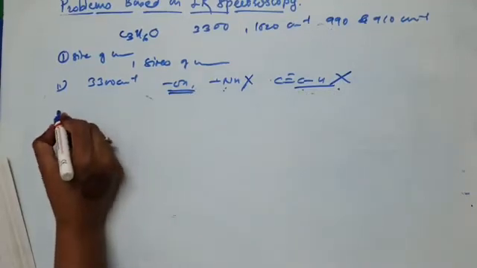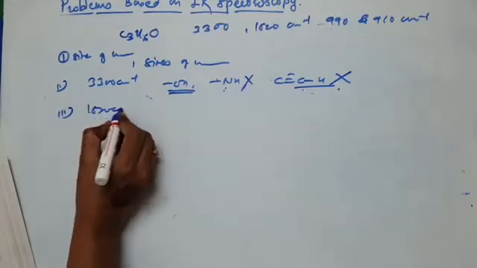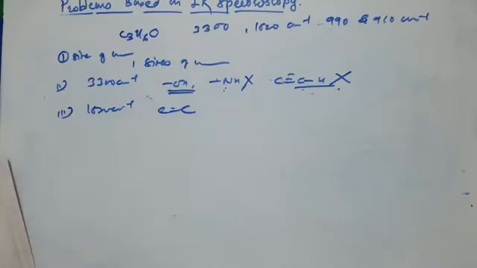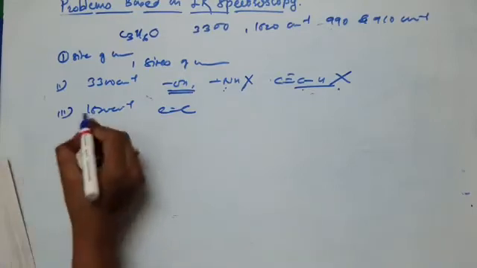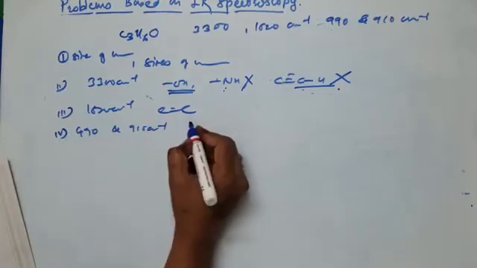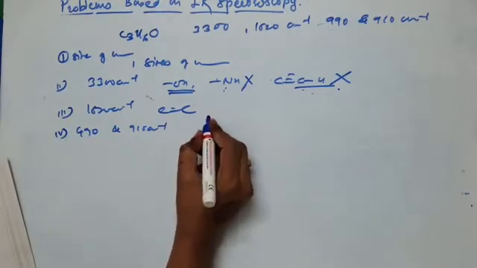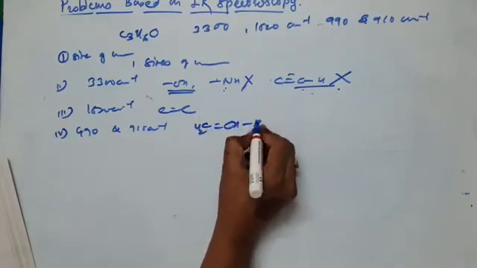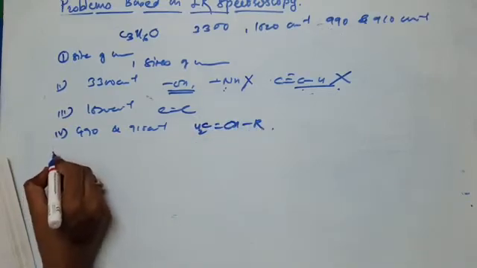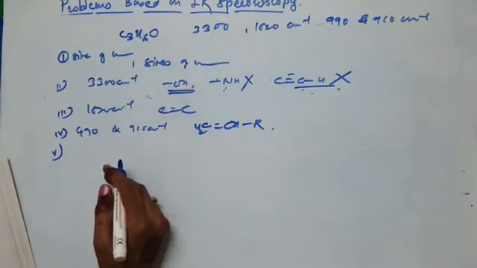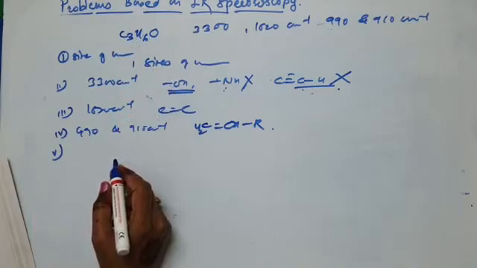Now the IR band at 1620 centimeter inverse indicates the presence of carbon-carbon double bond in the molecule. And the IR bands at 990 and 910 centimeter inverse are due to the monosubstituted ethylene group, that is CH2=CHR. According to these findings, we can conclude about the structure of the molecule.